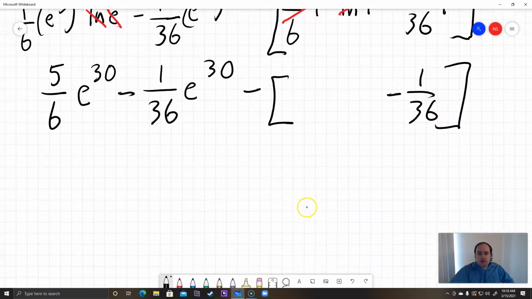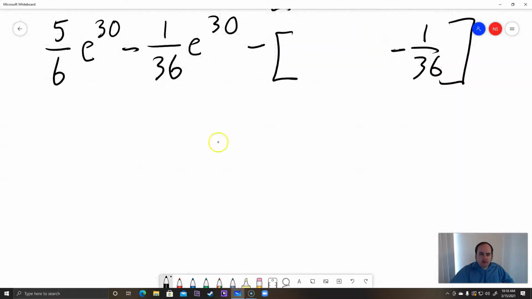Okay, and then what we can do next is we can just simplify this a little bit. So for this one and this one, these are like terms because they're both e to the 30th power, but this one doesn't have the same denominator as that one. So we're going to need to multiply this fraction by what we're missing. So what we're missing is, here we have a 6, here we have a 36. So in order to have the same denominator, we're going to have to multiply this first fraction by 6 on the top and the bottom.